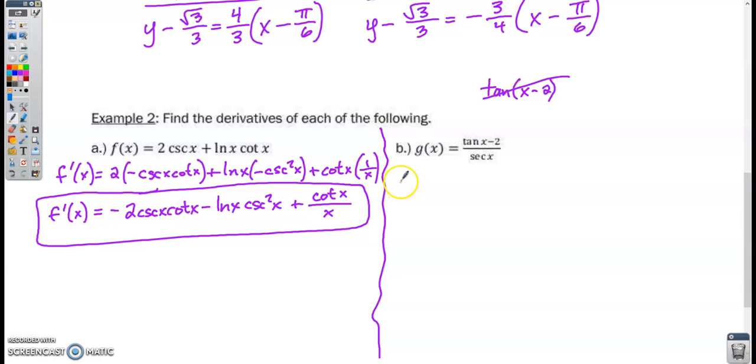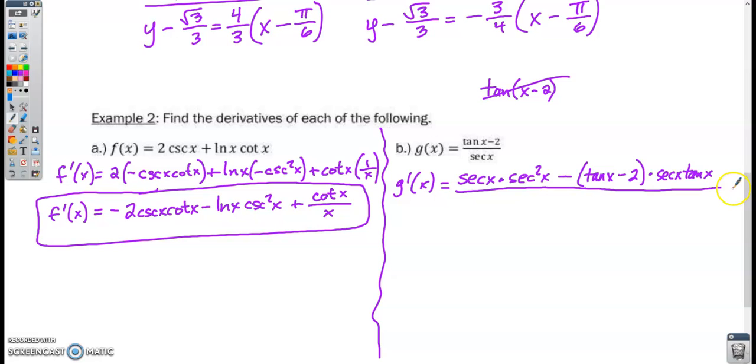Alright, so we're going to go ahead now and take the derivative. G prime of x is equal to, and I'm going to use the quotient rule here. So I've got low d high, so secant of x times the derivative of the tangent of x, and the derivative of the tangent of x is secant squared of x, minus high d low, and the derivative of secant of x is secant of x tangent of x. Square the bottom, and away you go. And so I'm all done with the calculus in this problem.